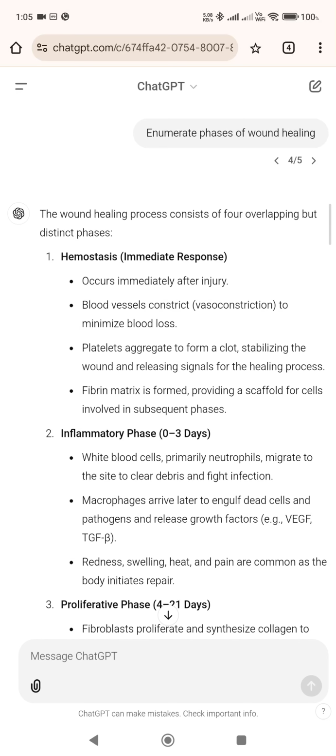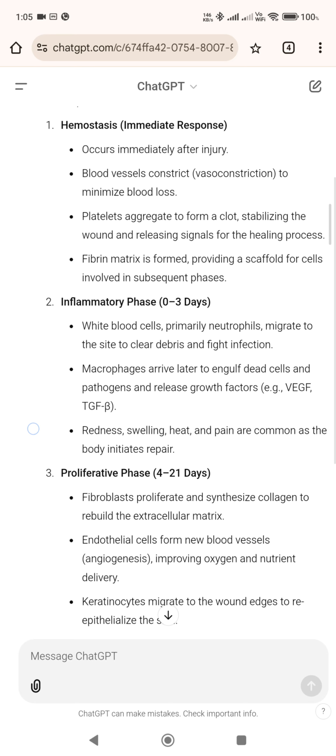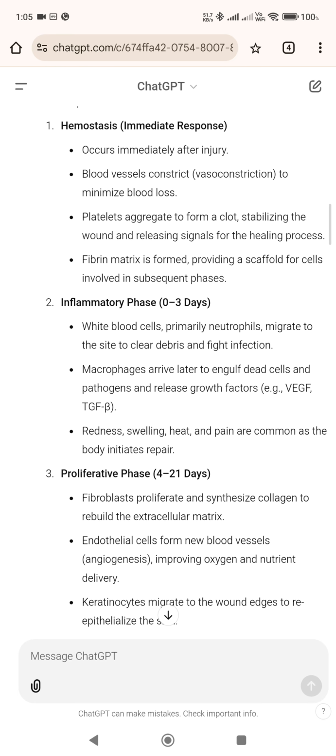The wound healing process consists of four overlapping but distinct phases. 1. Hemostasis, the immediate response, occurs immediately after injury. Blood vessels constrict, vasoconstriction, to minimize blood loss. Platelets aggregate to form a clot, stabilizing the wound and releasing signals for the healing process. A fibrin matrix is formed, providing a scaffold for cells involved in subsequent phases.